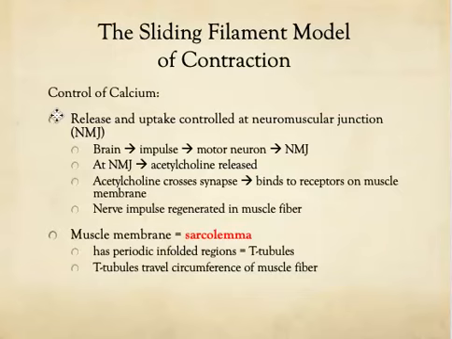Now, there is a specialized chemical synapse between neurons, motor neurons, and skeletal muscle. And that specialized chemical synapse is called the neuromuscular junction, or the NMJ. All a neuromuscular junction is a specialized chemical synapse. Remember, all a synapse is a point of communication between two cells, a neuron and a skeletal muscle cell.